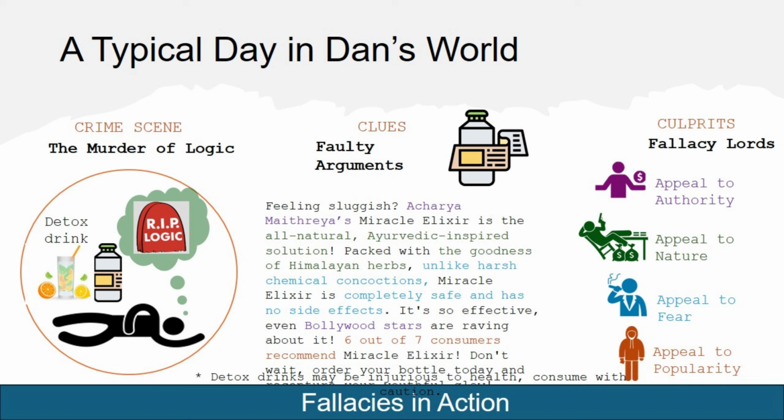If you see the rest of the description, you will see there are some keywords sprinkled in, like all natural, Ayurvedic inspired, the goodness of the Himalayan herbs. All these are making an appeal to nature, which is another fallacy. Also, there is a slight mention of chemophobia, saying no harsh chemicals, no side effects, which qualifies as an appeal to fear. And at last, there is a nudge, saying 6 out of 7 consumers recommend this drink, which is an appeal to popularity, otherwise known as the bandwagon effect.